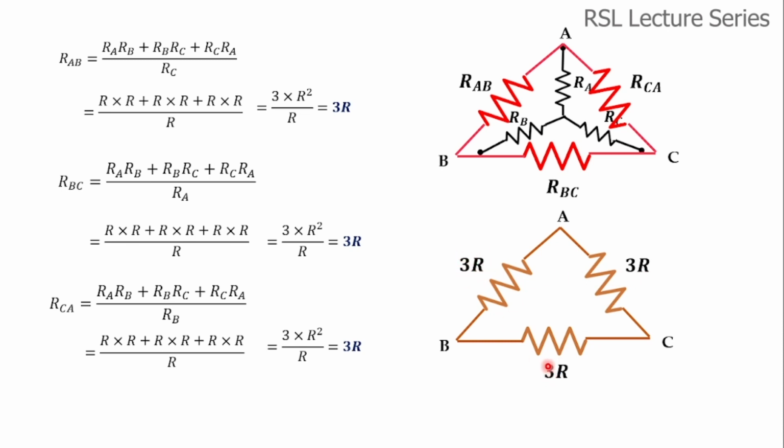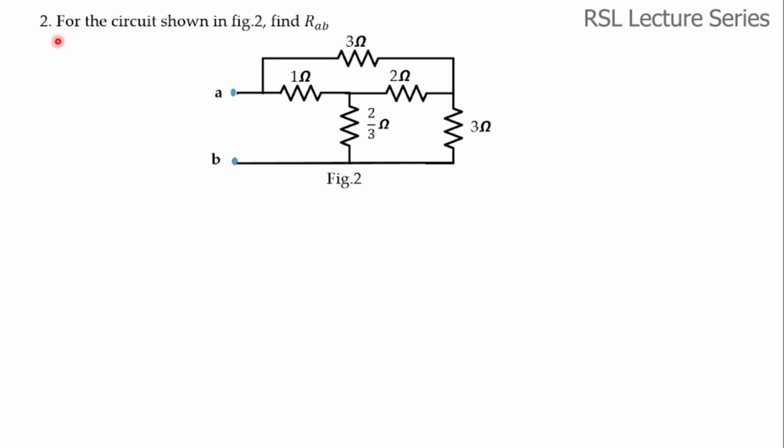Okay. So now the second question. For the circuit shown in figure, find RAB. So this is a circuit. Here we have to find out the equivalent resistance across the terminals A and B. If you see the circuit here, 1 ohm, 2 ohms and 2 by 3 ohms, these three resistors are connected in star. Similarly, this 1 ohm, 2 ohm and 3 ohms, these three are connected in delta. So we can either convert this delta into star or this star into delta.